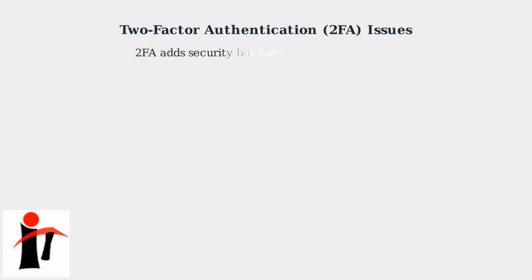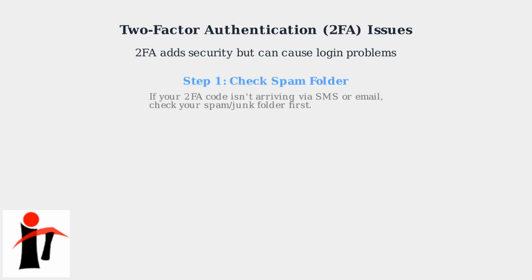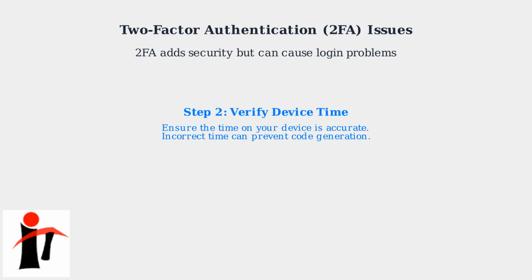Two-factor authentication adds an extra layer of security to your Tesla account, but it can sometimes cause login issues. Let's go through the common problems and how to fix them. First, if your 2FA code isn't arriving via SMS or email, check your spam or junk folder. Sometimes legitimate messages get filtered there. Next, make sure the time on your device is set correctly. Authenticator apps rely on precise timing for generating codes.